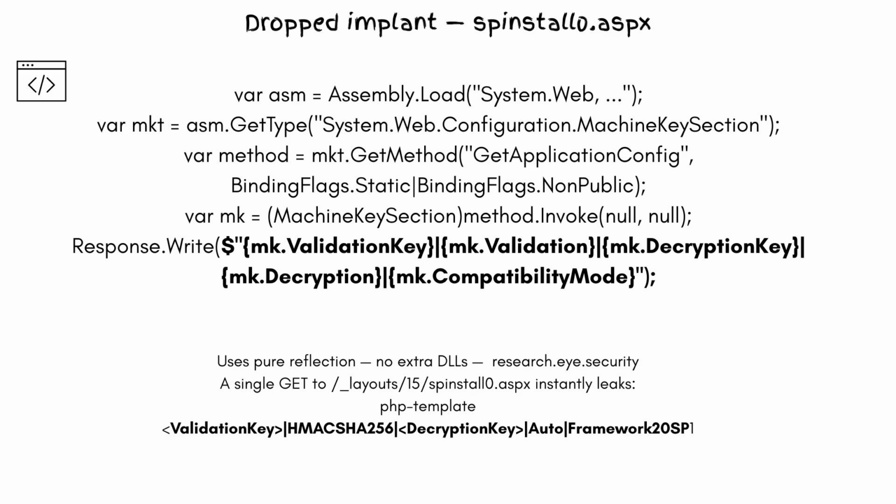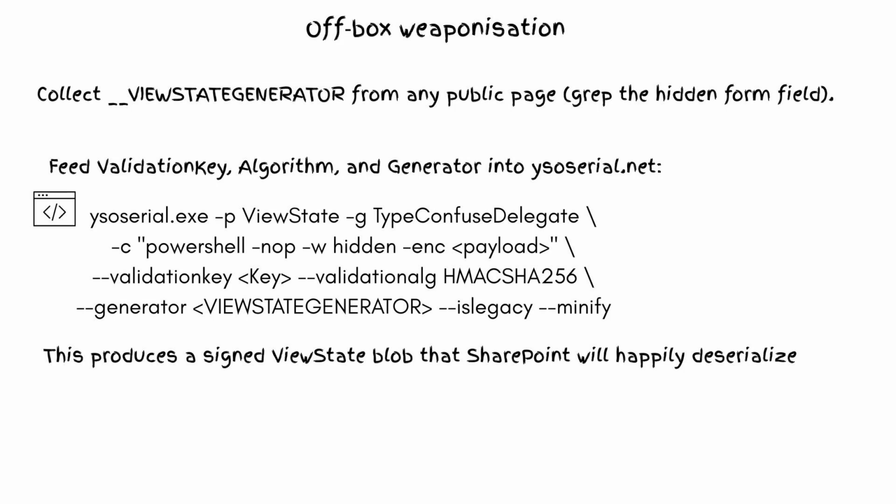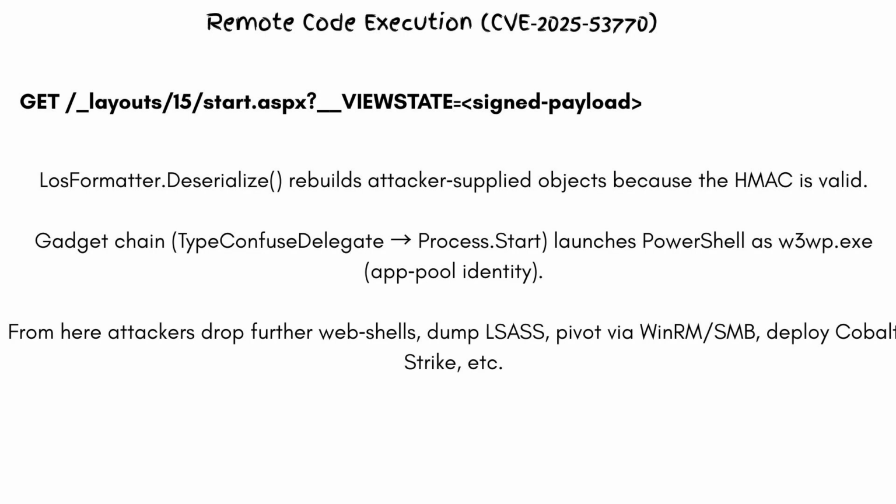Fourth is the weaponization of the ViewState variable. Now, off the box, the attacker feeds the stolen key into ysoserial, forging a perfectly signed ViewState payload that launches PowerShell on SharePoint. You can see that it has a valid signature and is happily deserialized. And that's where remote code execution as w3wp.exe is born. From here, it's classic post exploitation: dumping LSASS, dropping a web shell, and pivoting into AD. And patching alone won't save you.